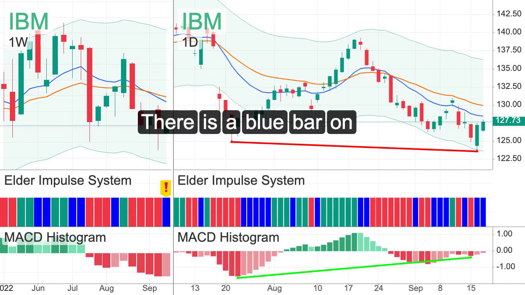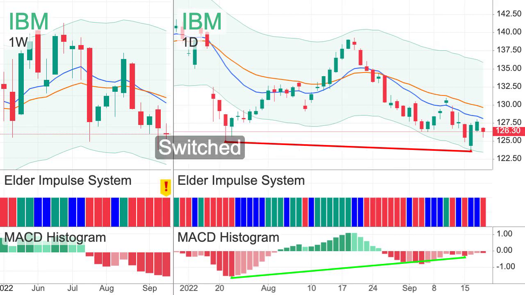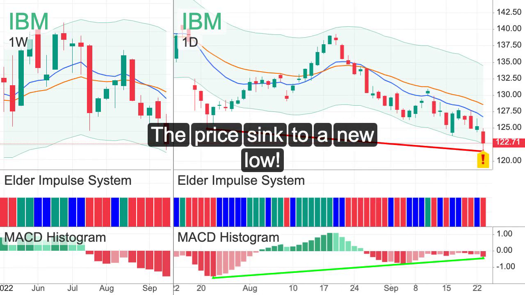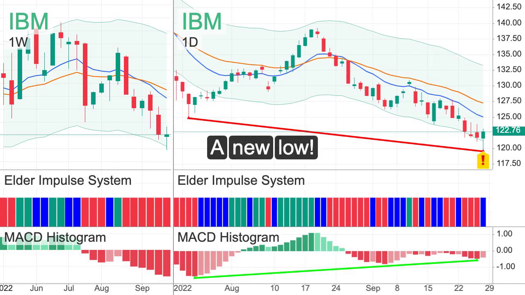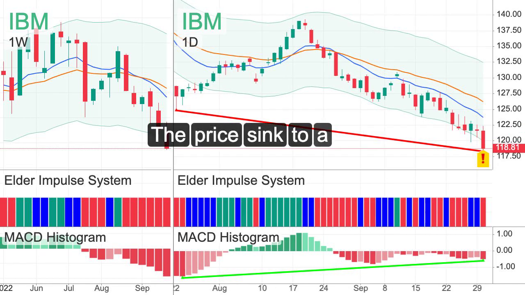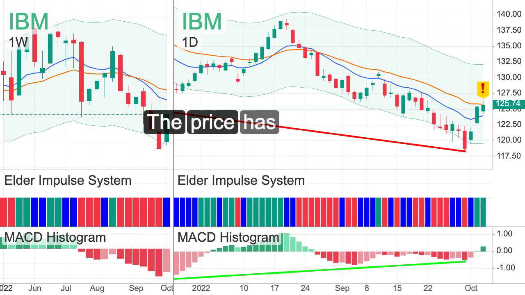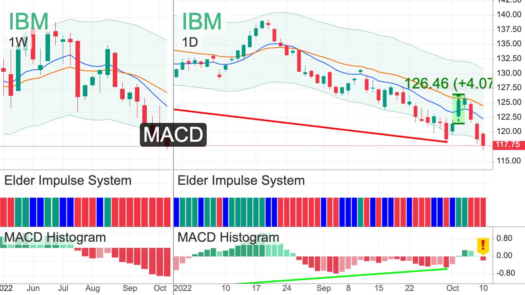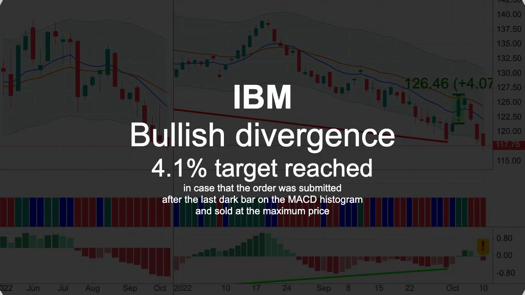There is a blue bar on an Elder impulse system on the weekly chart. Switch to a red bar. The price sank to a new low. A new low. A blue bar. The price has reached a point above the value zone. MACD histogram crossed the zero line. 4.1% target reached.